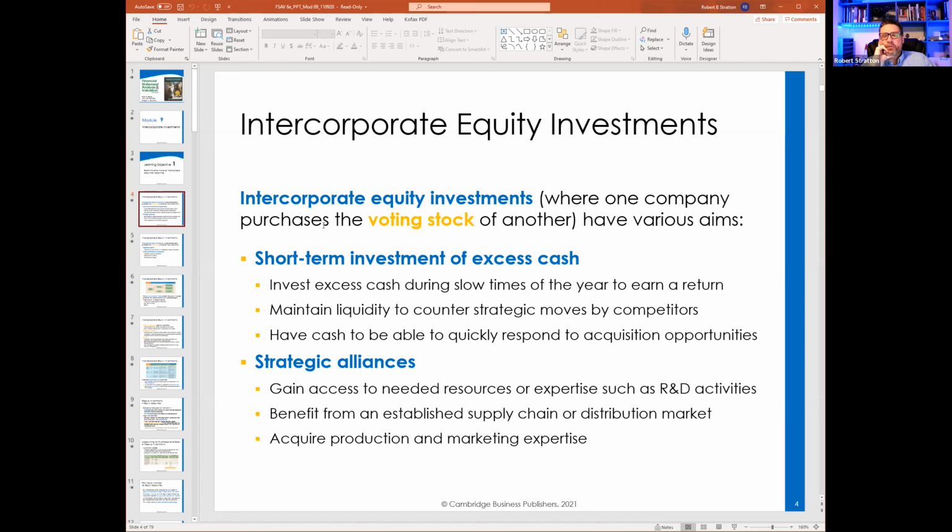Having cash on board to buy into a company you want to do something with. This is big in pharmaceuticals, where there are huge investment R&D costs, so having cash on hand to do a joint venture or buy into another company that's working on something similar. Or to buy into a company to advance your supply chain, or that is in a market you want to enter. Or buy a company that's really good at making things.